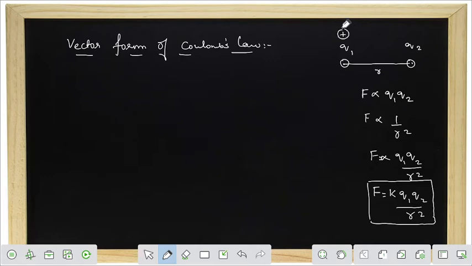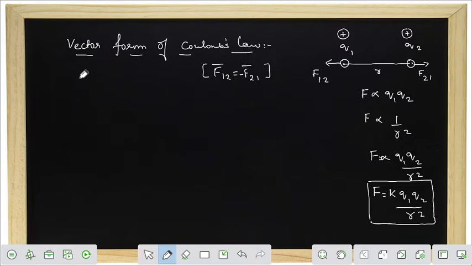If this is a positively charged particle and this is also a positively charged particle, we can write the force on this particular charge as F12, the force on 1 due to 2, and the other as F21. What we know in this condition is that F12 is actually equal in magnitude to F21, but they are opposite to each other when written vectorially. So when you write them vectorially, you have to add a negative sign. This is what we have to prove in this vector form of Coulomb's law, and how we write that we are going to see in this video.